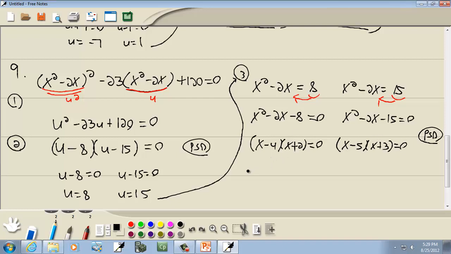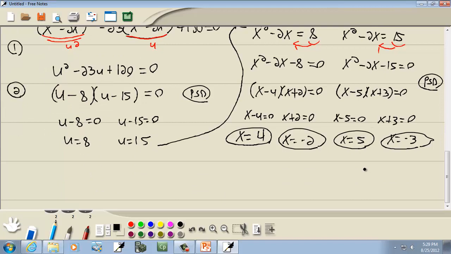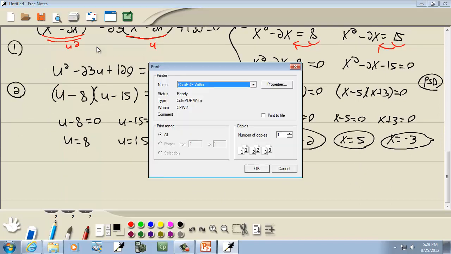Now set each one of these equal to 0. So x minus 4 equal to 0, x plus 2 is equal to 0, x minus 5 is equal to 0, and x plus 3 is equal to 0. So here take negative 4 over, becomes a positive 4. Here take 2 over, becomes a negative 2. Here take negative 5 over, becomes a positive 5. And here take 3 over, and it becomes a negative 3. Now we didn't raise both sides to a power, so I don't have to worry about checking my answers. And let me save that.